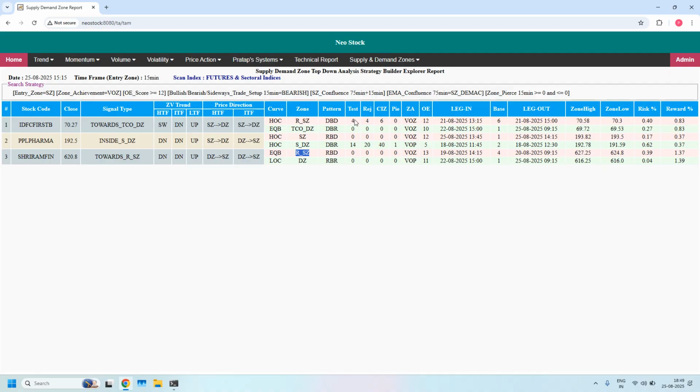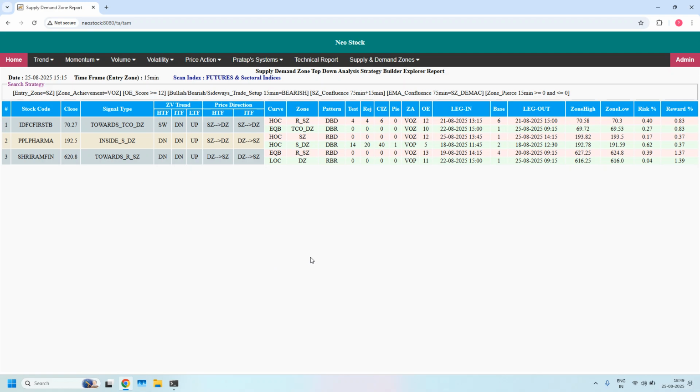See, the first one is already tested 4 times. Is it going to work again? Our remaining zones, they're all depending on lesson 20 checklist items. If lesson 20 checklist items are passed, we can plan the trade. Otherwise, higher chances of zone violation.